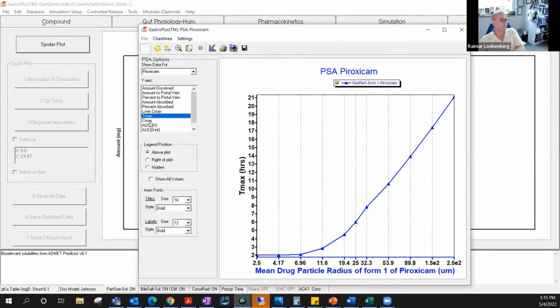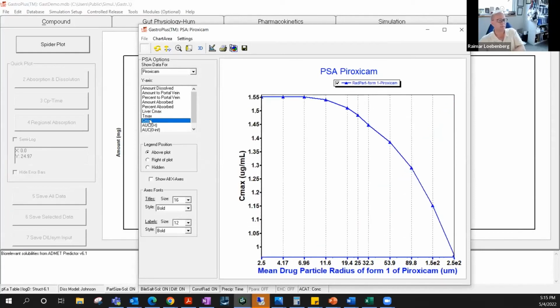Let's have a look at Cmax. What would happen with Cmax or AUC? As you can see, they will decrease by pretty much 50%. When we look at this here, 155, and the biggest particles is under 1.